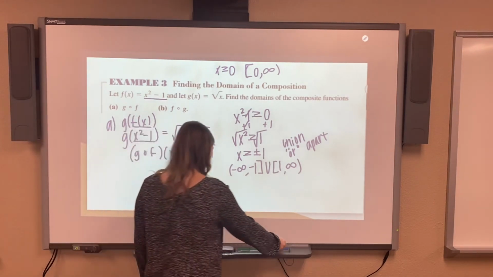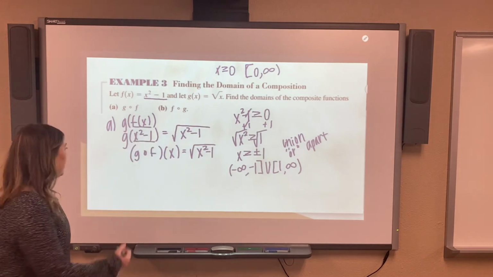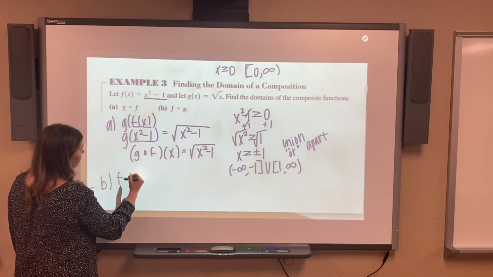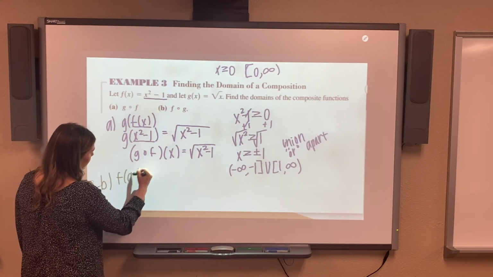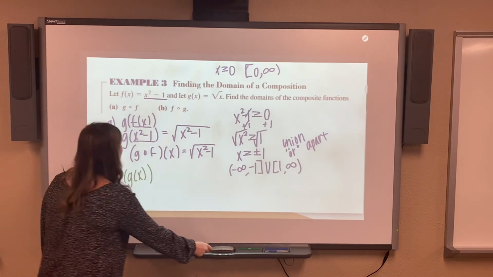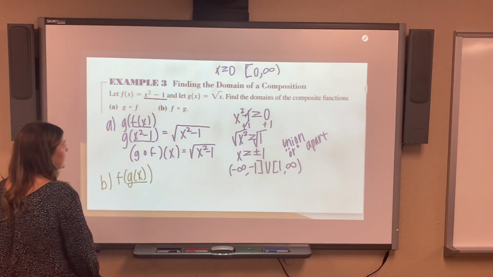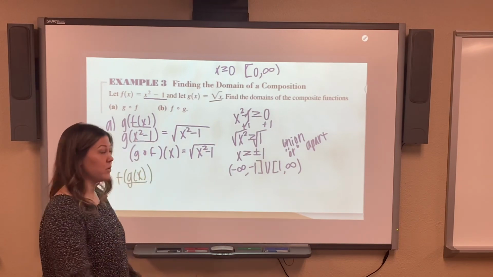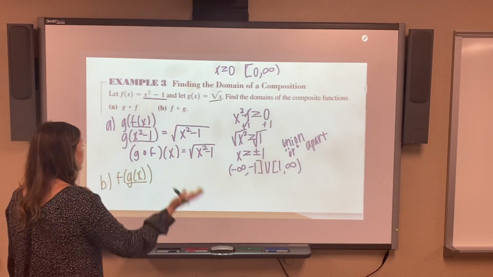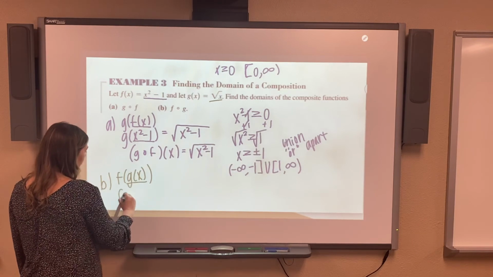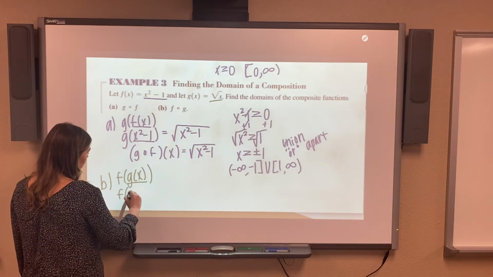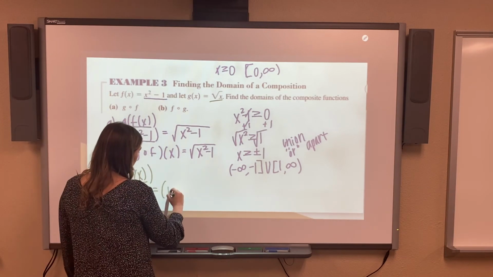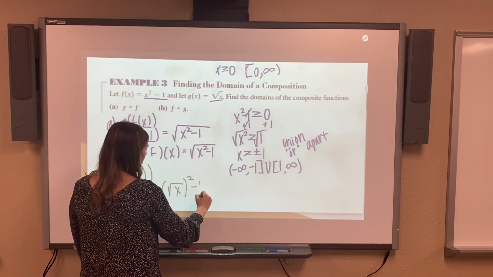Okay, and then if we look at b, which is f of g of x. We're going to start here with our inside, which is g of x. We have a parameter here, so we're going to have to watch that. We're going to plug that square root of x into f. So we have f of the square root of x, and that square root of x goes into there. So that'd be the square root of x, squared, plus 1.